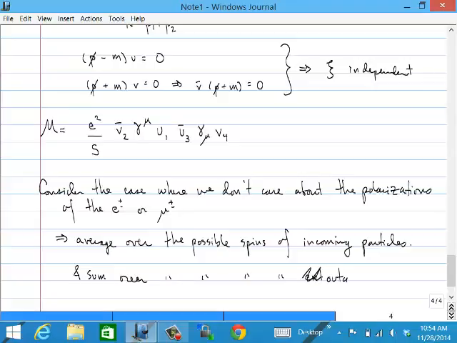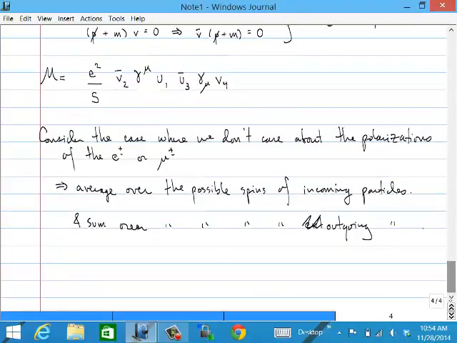Sorry, sum over the spins of the outgoing particles. Okay. So I don't know what the spin of my incoming particle is, so I just average over its possible values. I don't care what the spin of my outgoing particle is, so you just sum all possible spins that it could have.